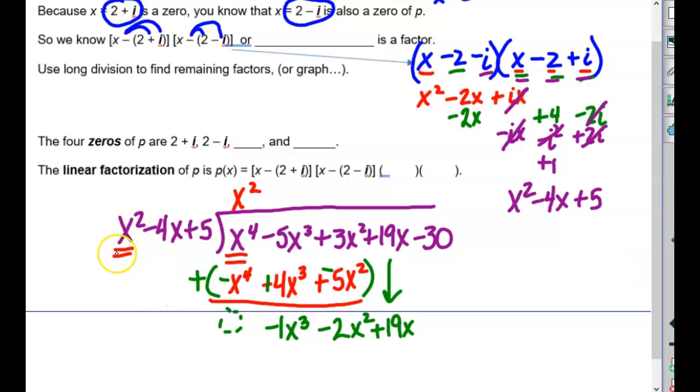All right, let's see if we can try this one more time and see what happens. To get an x squared to become a negative x cubed right here, what do I need to multiply it by? A negative 1x, or just a negative x. So that will become a negative 1x cubed when I distribute it to all these terms. Negative 1 times negative 4 is positive 4x squared. Negative 1 times 5 is negative 5, and that has an x.